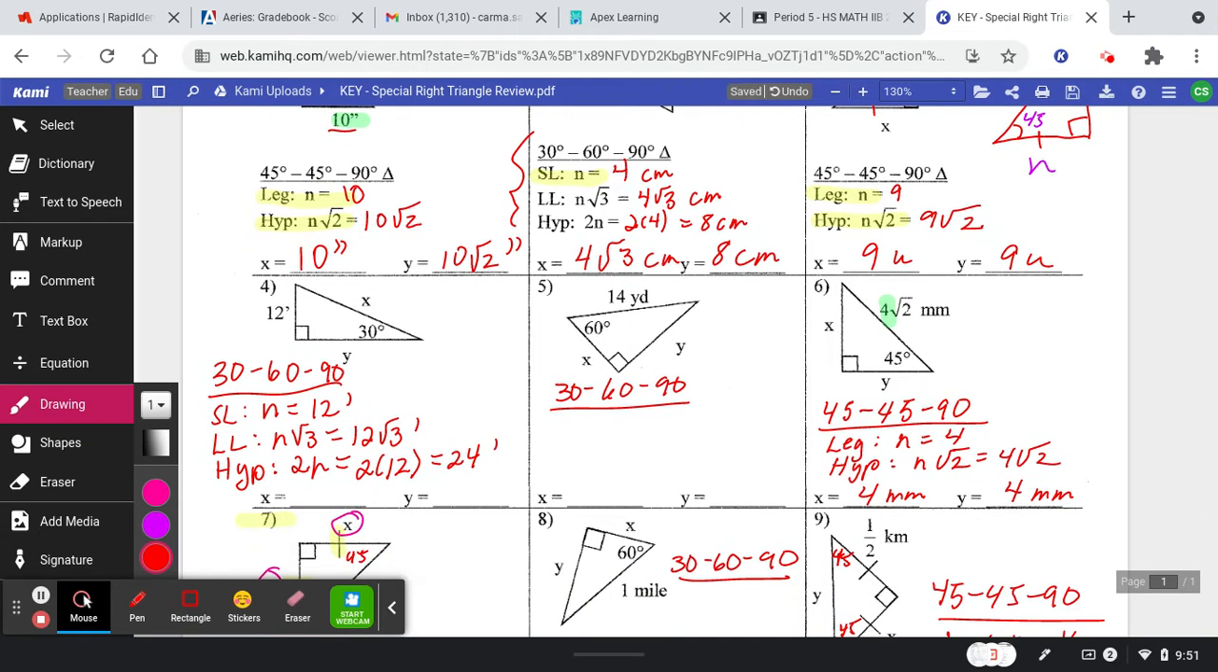So my x, which is the hypotenuse, fill that in as 24 feet. My y, which is the long leg, is just 12 root 3 feet. Okay, get the next one set up.